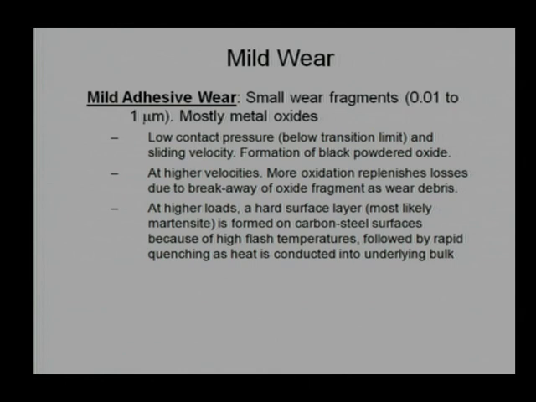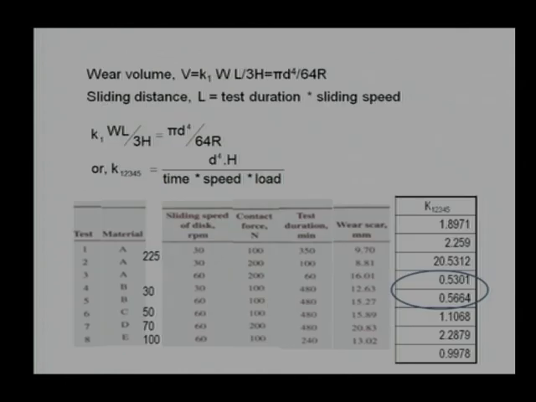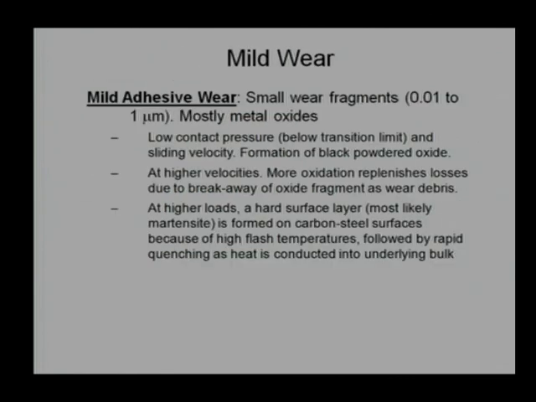So, now what we could judge from the previous slide is that there is mild wear and there is severe wear. And this slide shows a few points on mild wear. We say that in mild wear, we get small wear fragments, small in the sense that the dimension of the particle is much, much smaller than the dimension of the component.